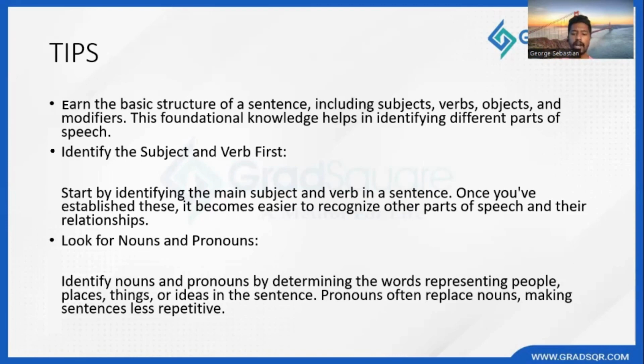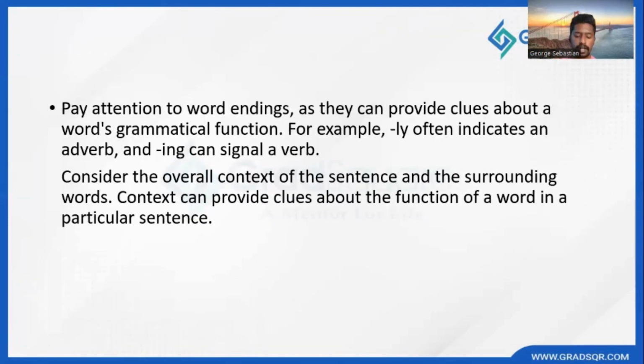And also look for nouns and pronouns, because basically these nouns and pronouns will be representing people, places, things, or an idea, right? In a given sentence, most probably they are the ones who are doing the action. So it becomes very easy when we look for nouns and pronouns. Another tip is paying attention to the word endings. If a particular word ends with ly, it often indicates an adverb. And if it ends with ing, it can signal a verb, right? Not necessarily, but in most cases.